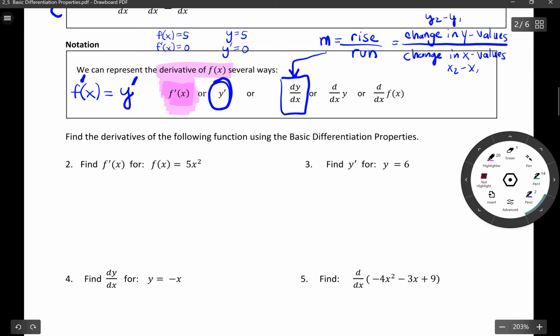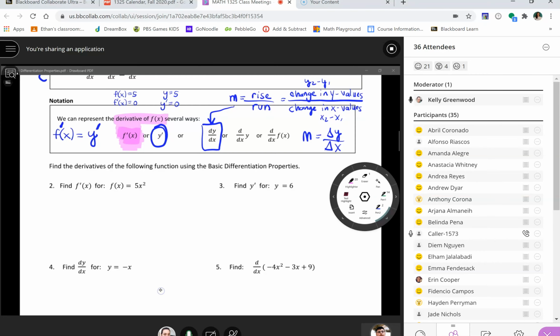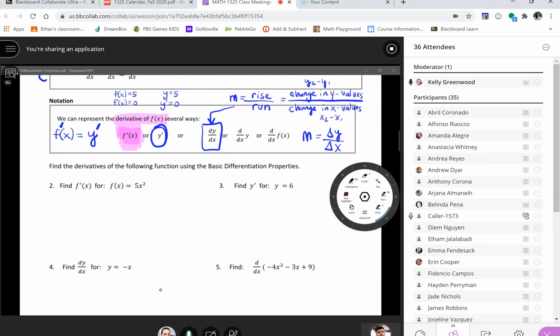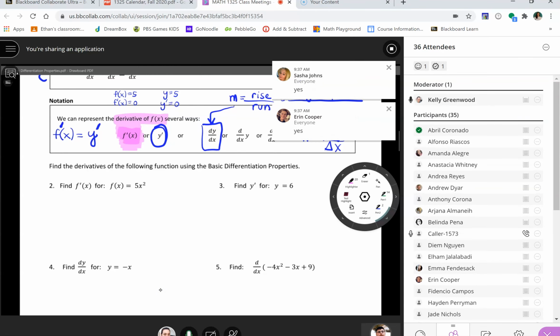They say dy over dx. So d stands for delta. Delta is this triangle symbol. In your algebra class, your algebra instructor might have written this: change in y over change in x with a delta symbol. Did anyone see that in algebra? You can give me a thumbs up or agree on your status. Did anyone see that with the delta x, delta y?